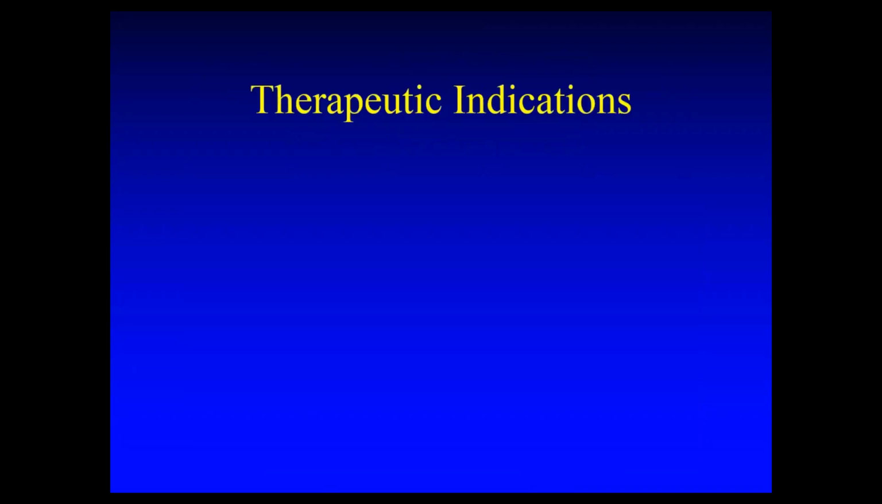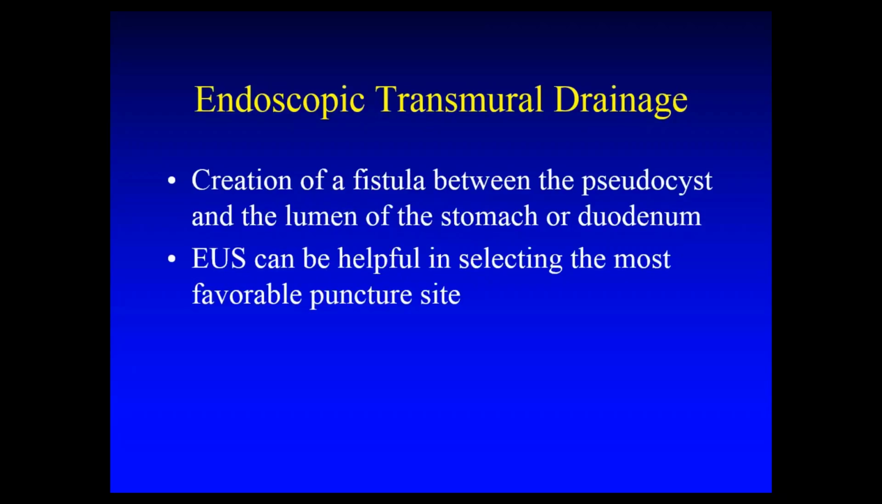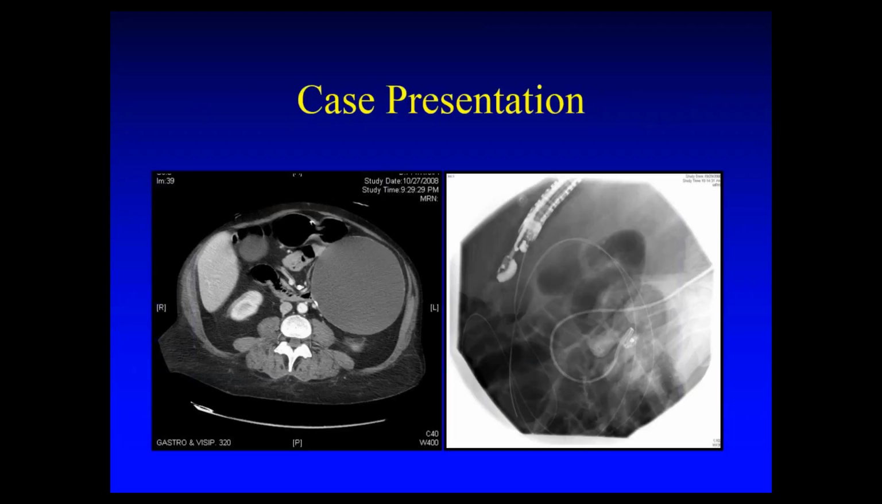There are a few common therapeutic indications for EUS: celiac plexus block and neurolysis to control pain in patients with chronic pancreatitis and pancreatic cancer, and transmural drainage of pancreatic pseudocyst. Transmural drainage of pseudocyst is something that I do quite often in my practice. It is a creation of a fistula between the pseudocyst and the lumen of the stomach or duodenum. EUS can be helpful in selecting the most favorable puncture site, for example, avoiding underlying blood vessels.